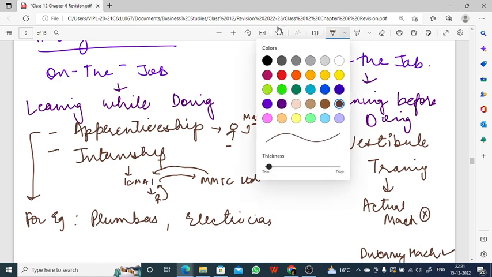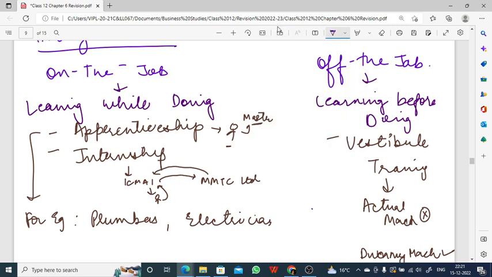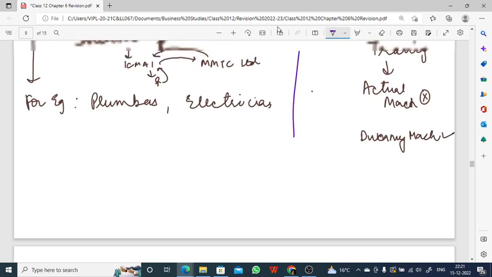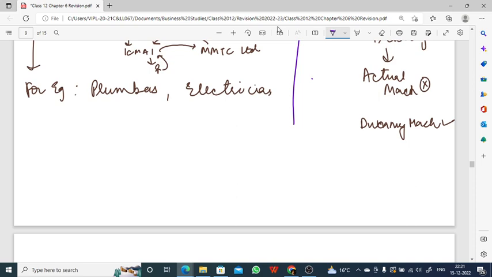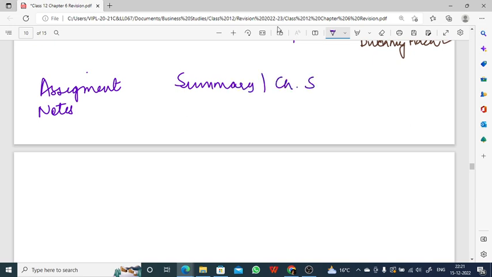And with this, I think we are done with the revision also of staffing. I hope, beta, you'll now be thorough with the concepts. You'll go through the assignments and your own notes. You can also go through the summary or chapter synopsis that you might find in whichever sample paper you are following, Oswal or Rihan, Together We Can, Evergreen, etc. And start doing the questions from it.